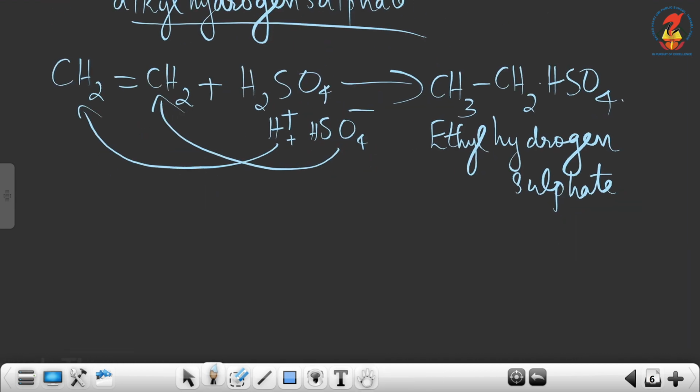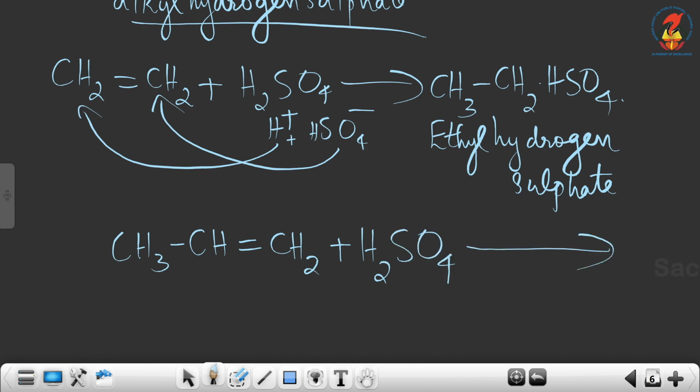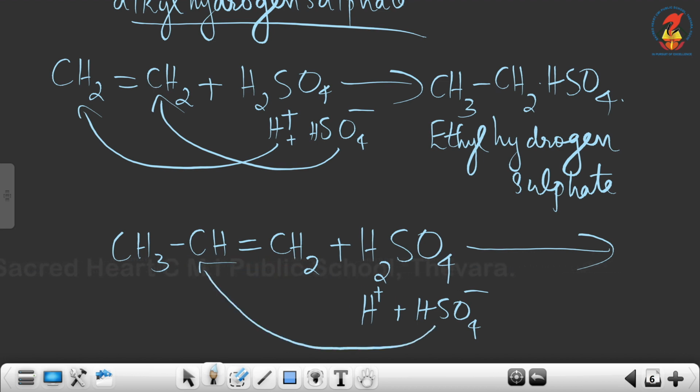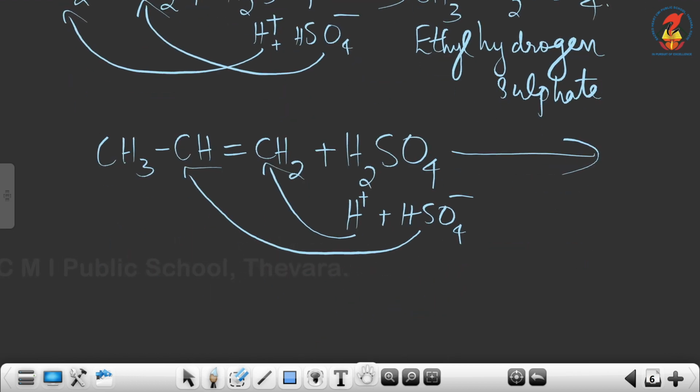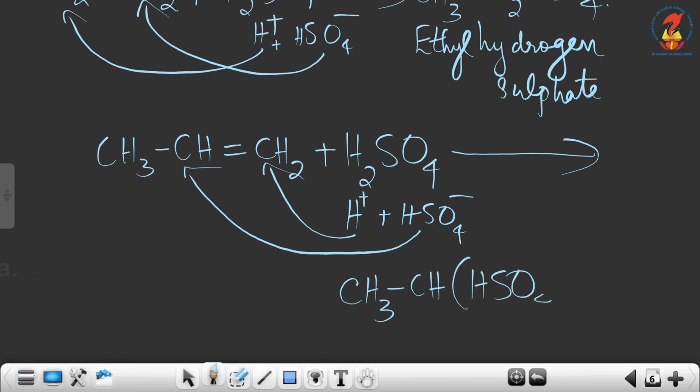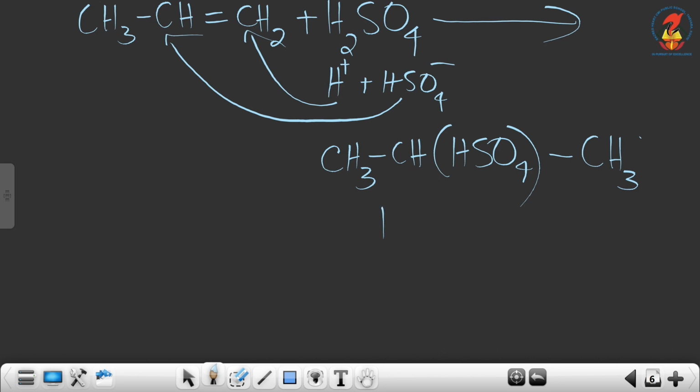Now we have one more example here, that is CH3 CH double bond CH2 plus H2SO4. Now this is an unsymmetrical alkene and we know H2SO4 decomposes as H plus plus HSO4 minus. It's an unsymmetrical alkene, so addition takes place according to Markovnikov's rule. So HSO4 minus will add to carbon with less number of hydrogen, H plus to the other double bonded carbon. So let's write the product. The product is CH3 CH, write this HSO4 in bracket, single bond CH3. Now the name of this product: 3 carbon is propene, so the alkyl group is propyl hydrogen sulfate.